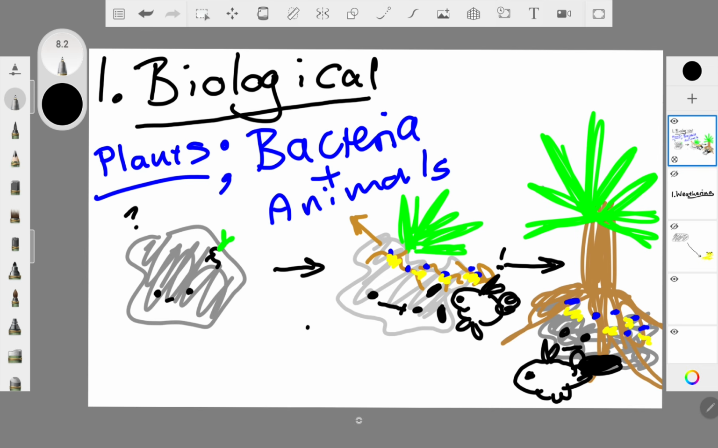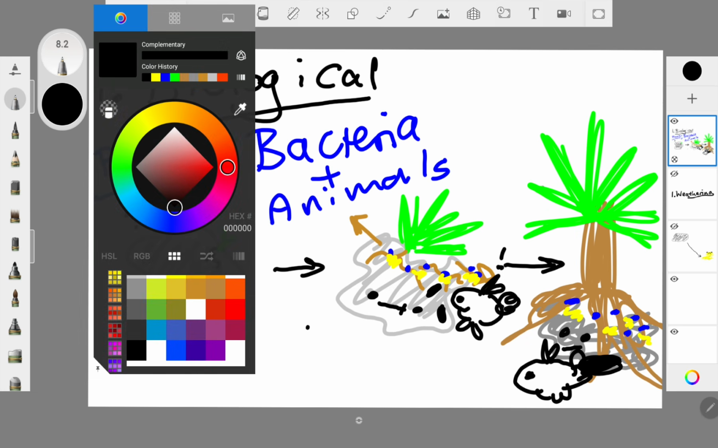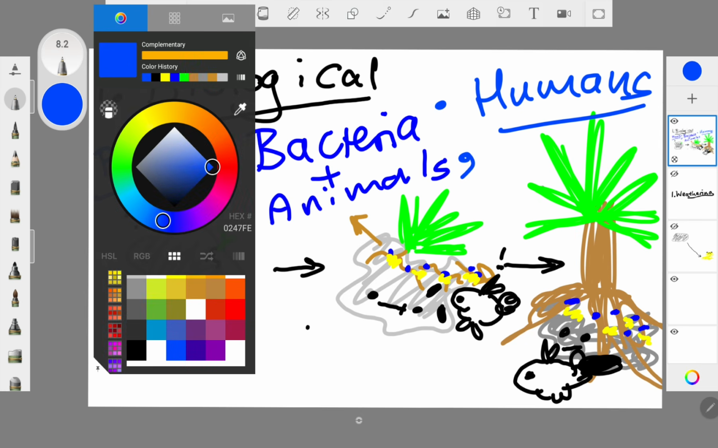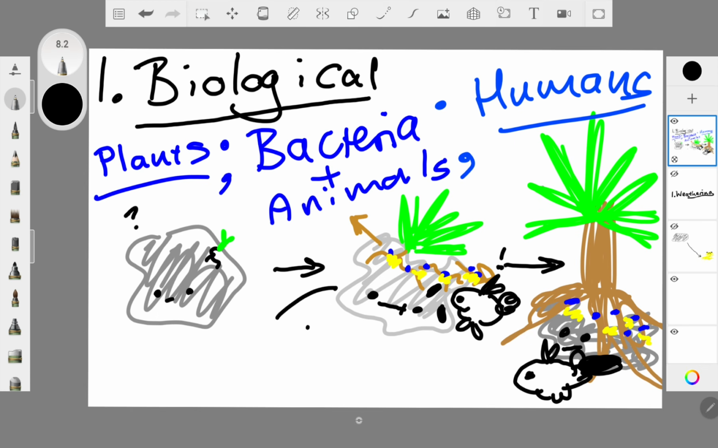There is one last one as well. What would you say it would be if it was something like mining? It would, of course, be humans, who are biological. So humans are also an example of biological weathering. If we decide there's stuff in rocks that we want, whether that's for building or for the materials, we will break them apart. So things like mining, building.